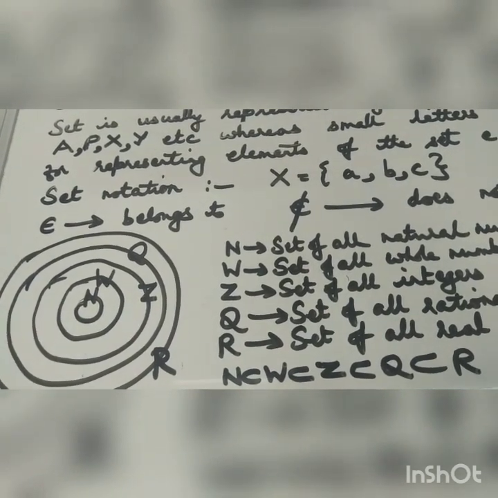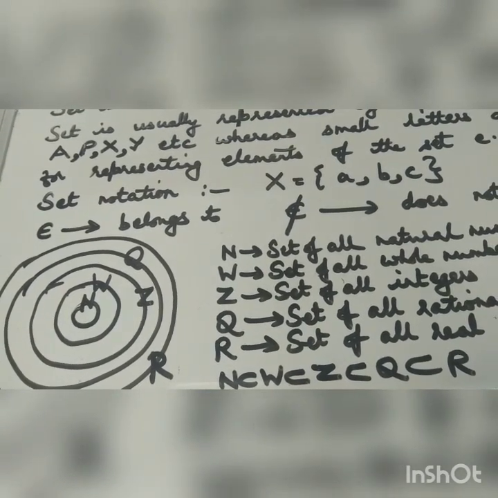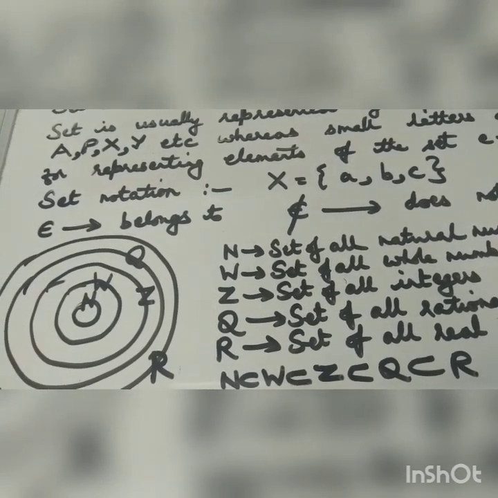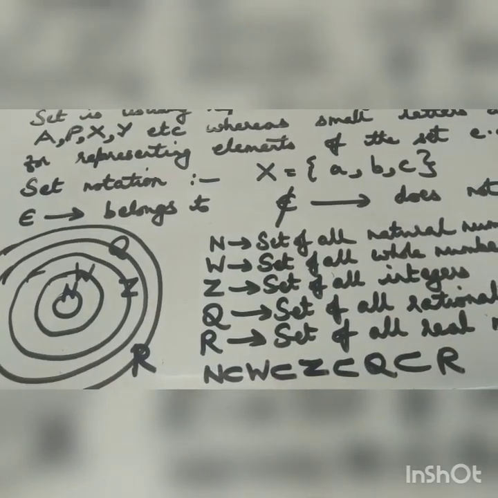Sets could be represented in two forms. One is called roster method or tabular form. The second method is called set builder notation or rule method. We'll discuss them in the next video.